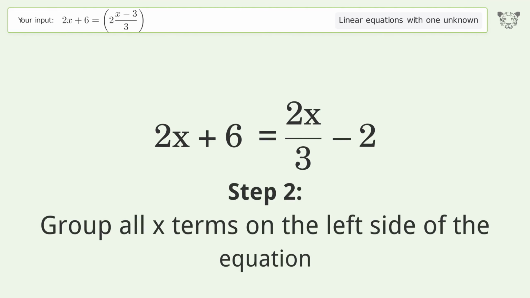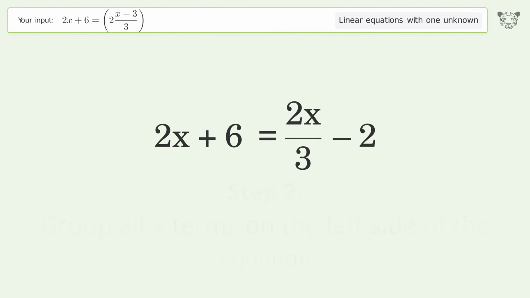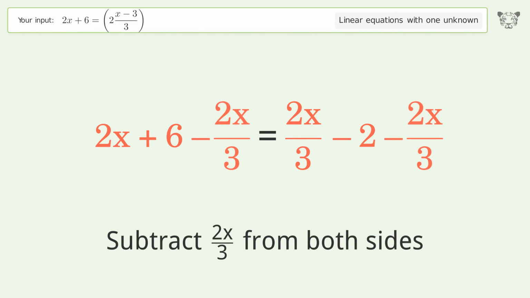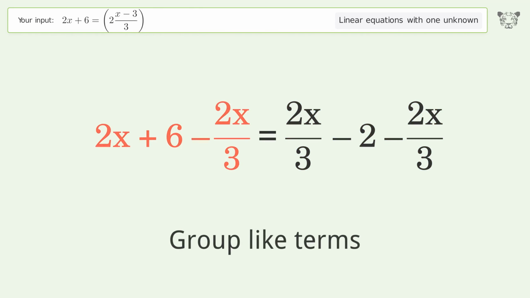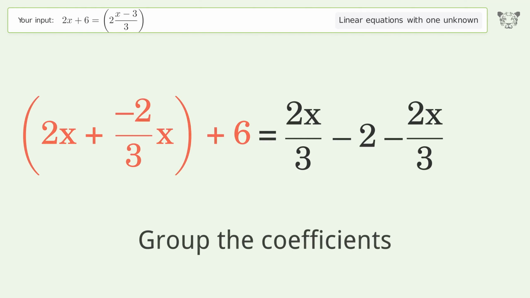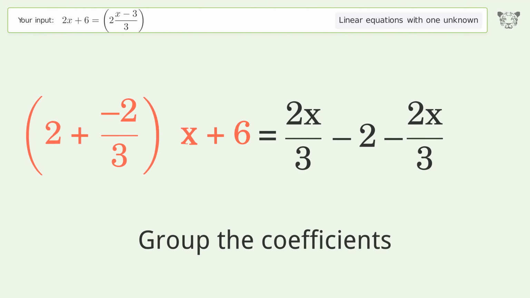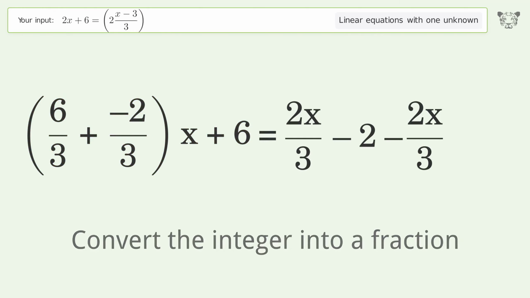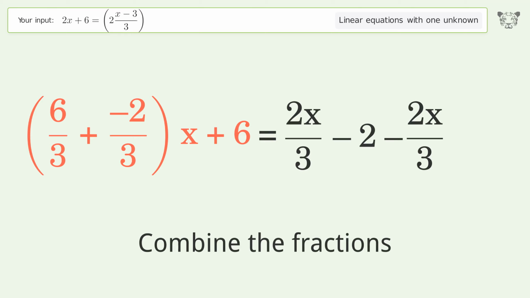Group all x terms on the left side of the equation. Subtract 2x over 3 from both sides. Group like terms. Group the coefficients. Convert the integer into a fraction. Combine the fractions.